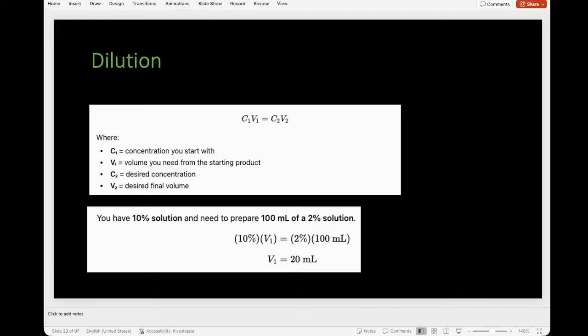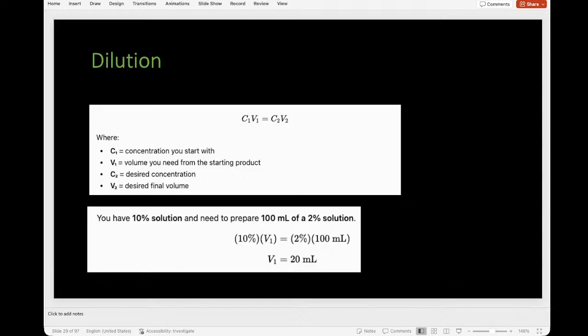Then the next problems involve dilution. Sometimes when you're doing a mix, you're mixing a solution, you have the drug in there, which obviously needs to be diluted with some sort of water, and you would get the volume you need for the starting product. Then you have to figure out what the desired concentration, desired volume should be on that solution.